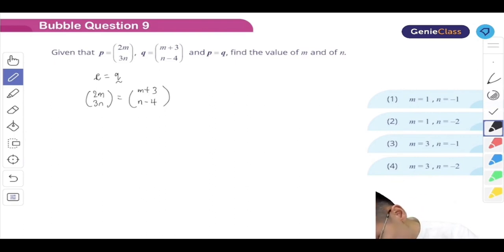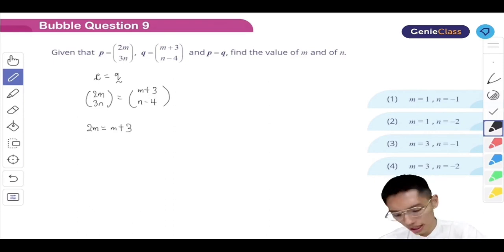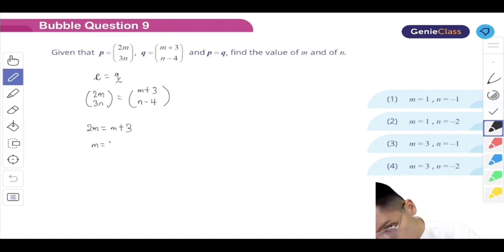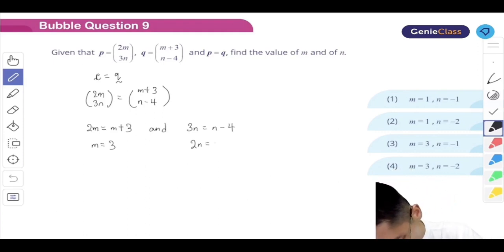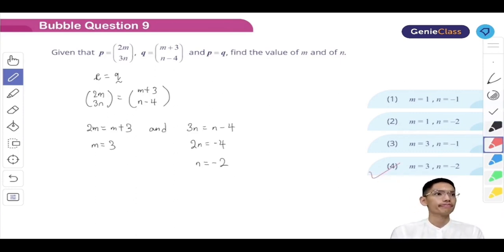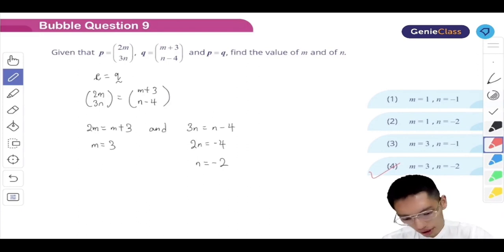So what happens if I have two equations like this, 2m equals m plus 3? I hope you all realize that this is solved as m equals 3. And in this case, I have 3n equals n minus 4, and then I can solve it from there. So elimination, simplification, 2n equals minus 4, n equals minus 2. Getting the answers, you realize the answer is number 4. Right, that's the notion over there. I hope you guys did it, and let's move on.